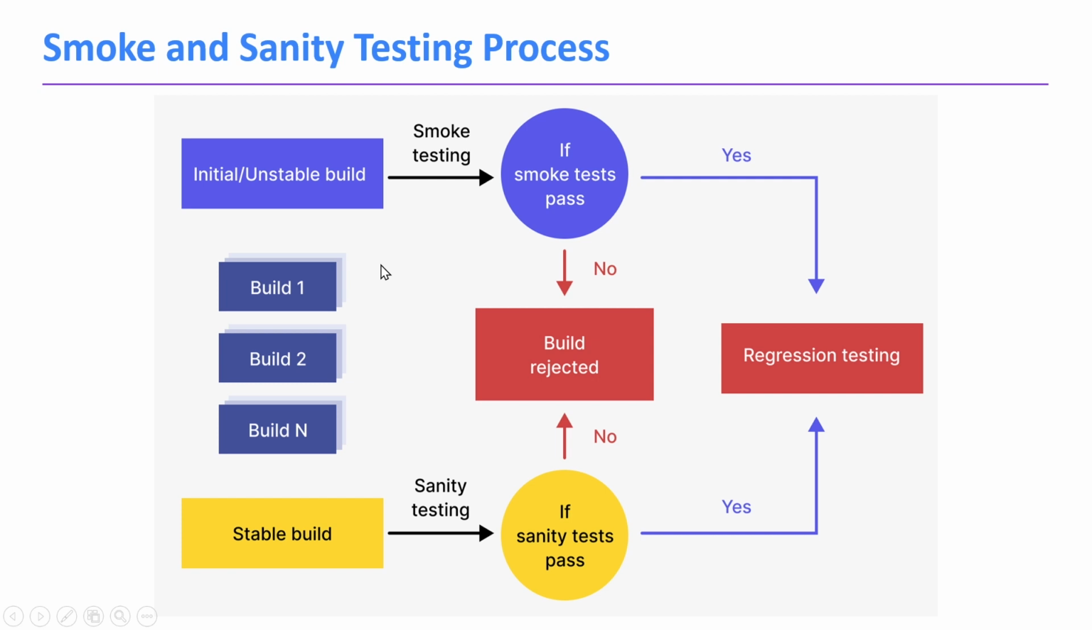After conducting multiple rounds of smoke testing, the build gets stable. Once the build is stable, on that stable build, we conduct the sanity testing. If the sanity testing passes, then we go for regression testing. If the sanity test case fails, then we reject that build and send it back to the development team. If in both cases the test case fails, we will reject the build. If the test case passes, then we will move on to regression testing.